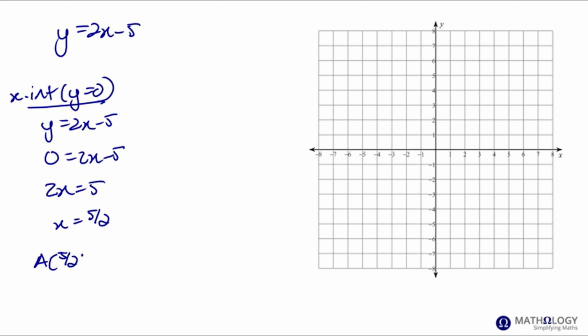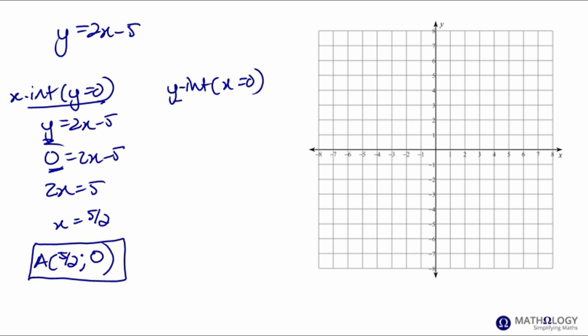The x value is 5 over 2, and we said that y was 0. This is a point. It is a point, so we list it as a point. We write it as the x coordinate first and then the y coordinate. And then the y-intercept is when x equals 0.